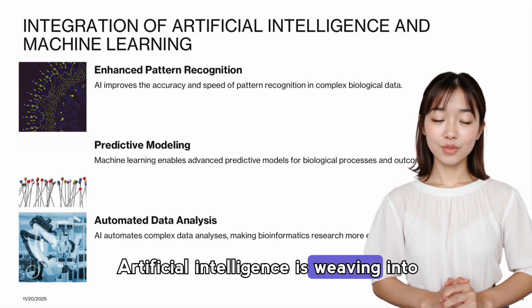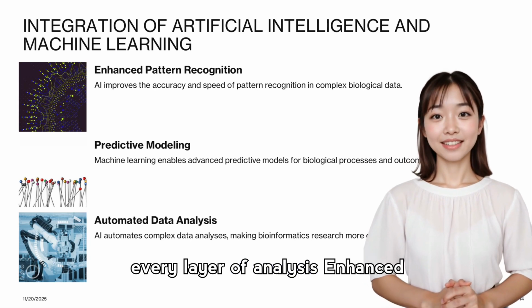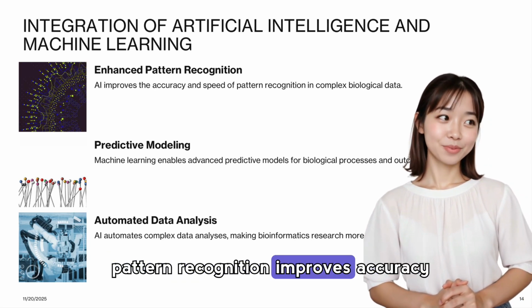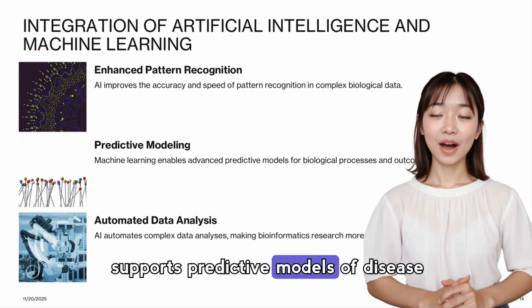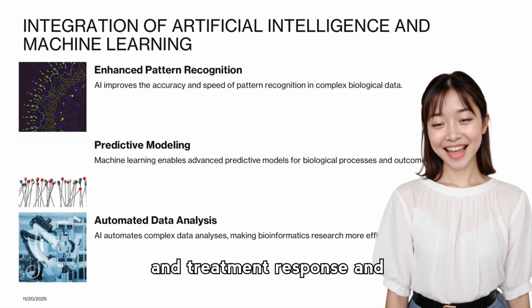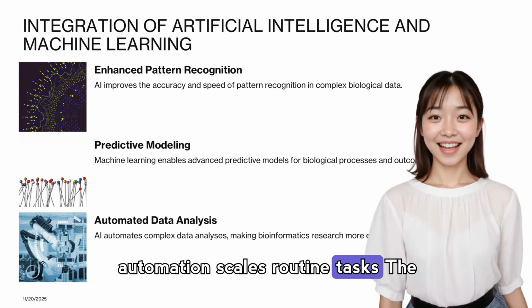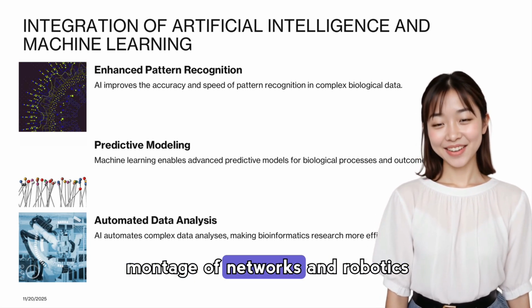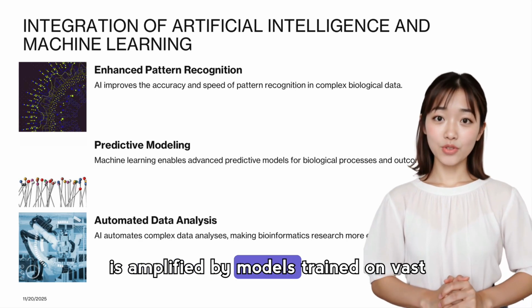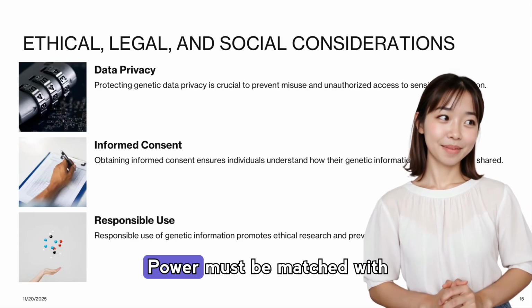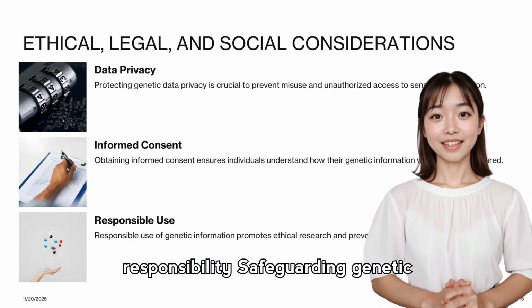Artificial intelligence is weaving into every layer of analysis. Enhanced pattern recognition improves accuracy in noisy datasets, machine learning supports predictive models of disease and treatment response, and automation scales routine tasks. The montage of networks and robotics hints at this shift, where human insight is amplified by models trained on vast evidence.